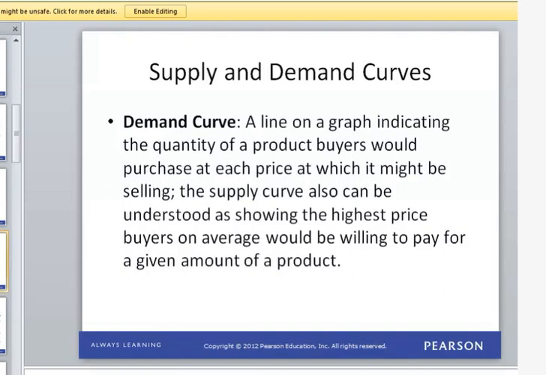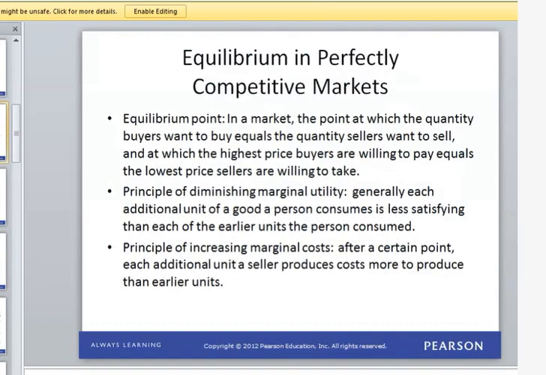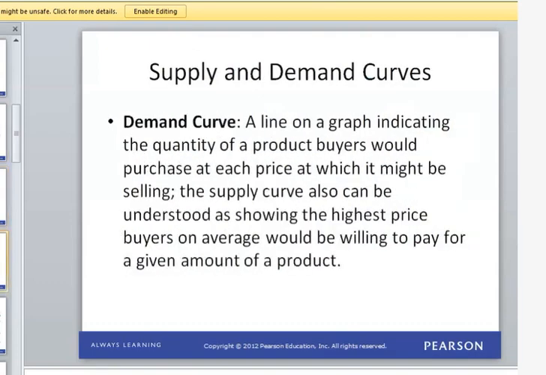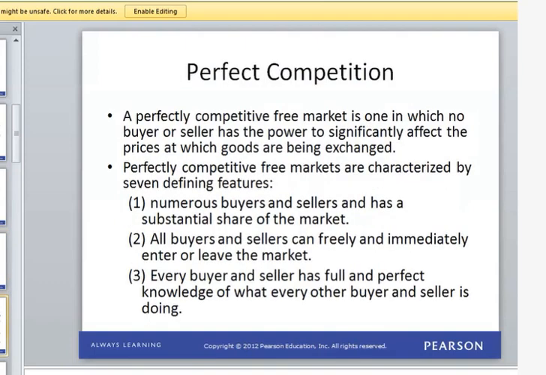Besides that, in a perfectly competitive market, we have another 7 criteria. They explain what this perfectly competitive market is all about. It must meet these 7 criteria. Only then can we tell that the market is actually a perfectly competitive market.